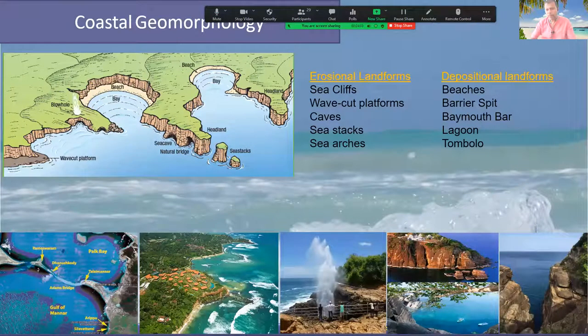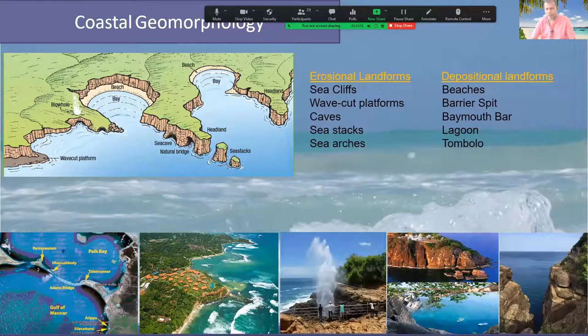These structures are formed due to two different processes. One of the processes we call erosional landforms. Some of these landforms are formed because of the erosional process. On the other hand, some of the landforms are depositional. Erosional structures versus depositional structures.